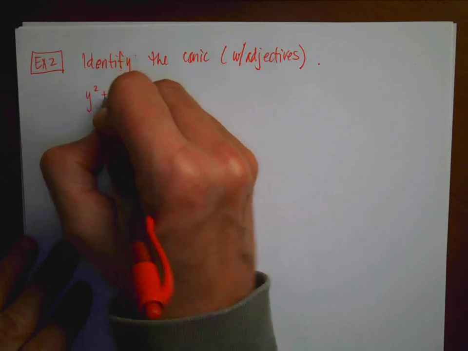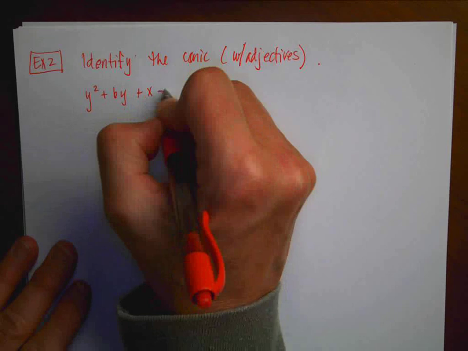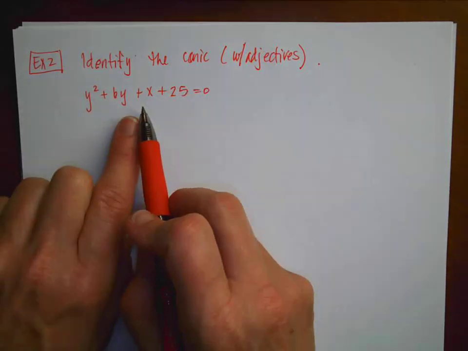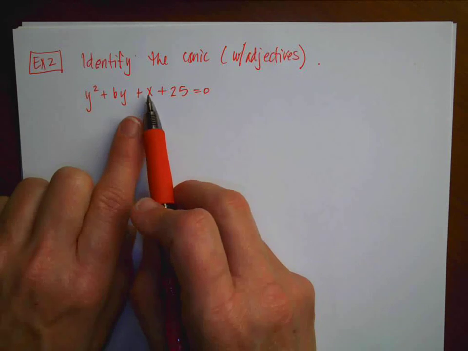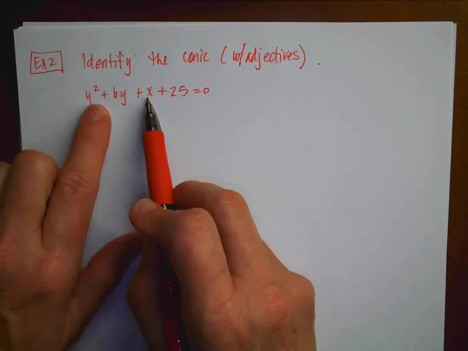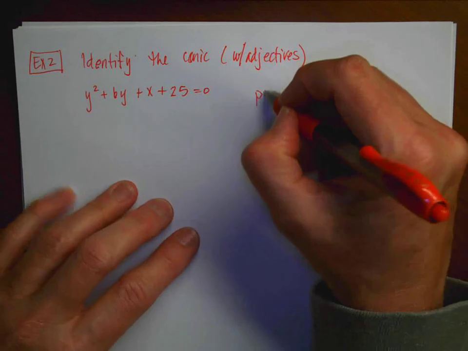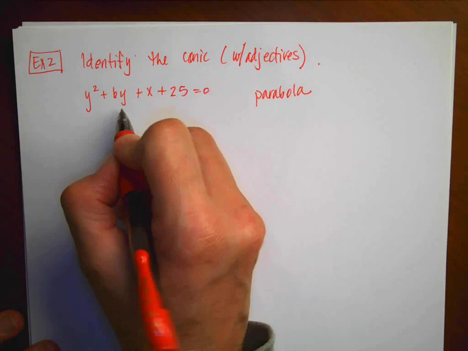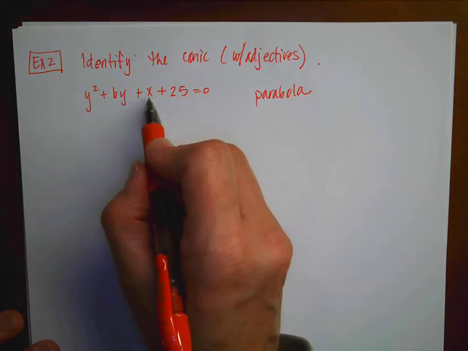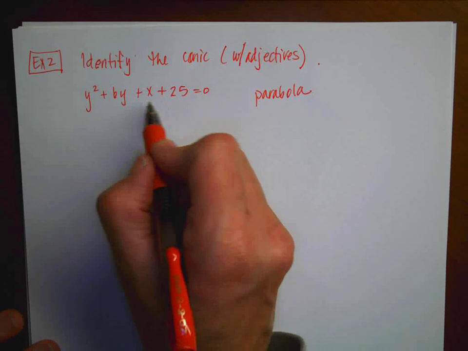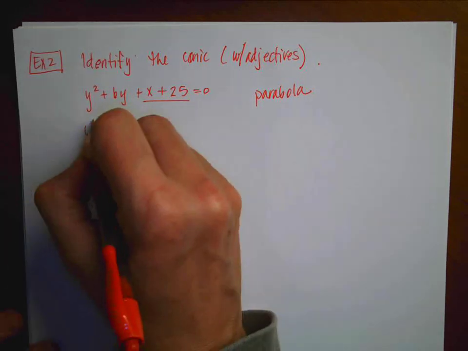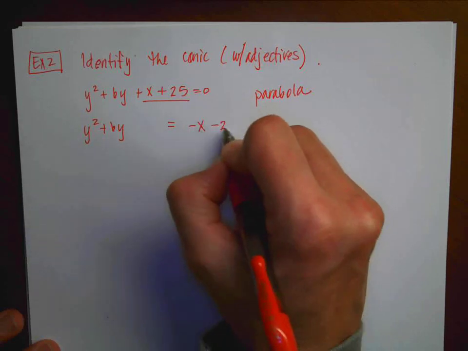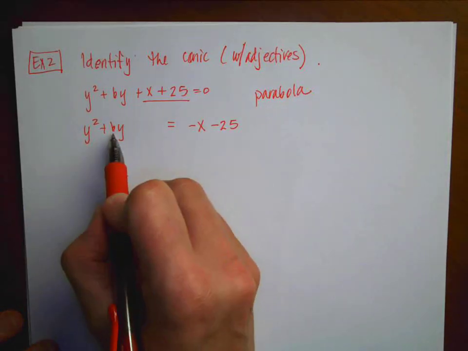Alrighty, the equation that we're going to be given is y squared plus 6y plus x plus 25 is equal to 0. Now this equation is a little bit different. Notice that I'm basically going to get x is equal to y squared. So I know that this is going to be a parabola when I'm done. Okay? So because it's a parabola, I'm going to take these two things to the other side. So y squared plus 6y is going to equal a negative x minus 25.